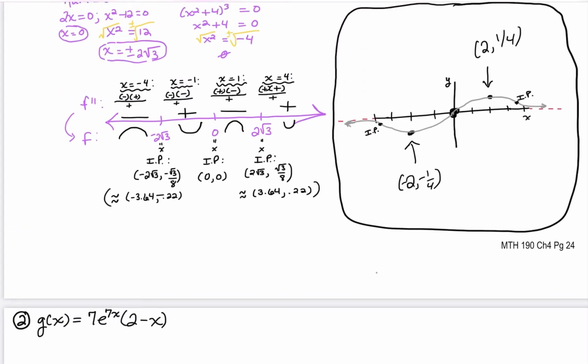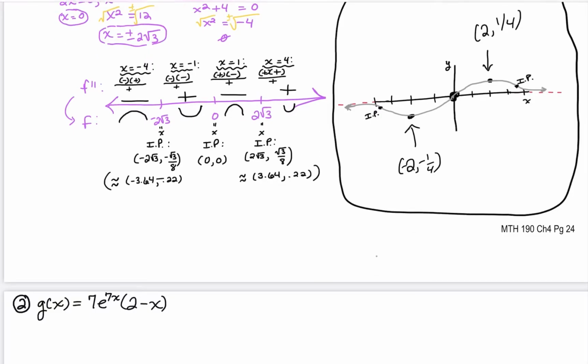So let's take a look at another example. Number 2 is 7e to the 7x times 2 minus x. And so we are going to, again, essentially find first derivative information, second derivative information. But before we do that, let's start with just identifying some of those pre-calculus facts, I guess I would say. Things like asymptotes, domains. We always want to think about if we have a restricted domain, and things of that nature.